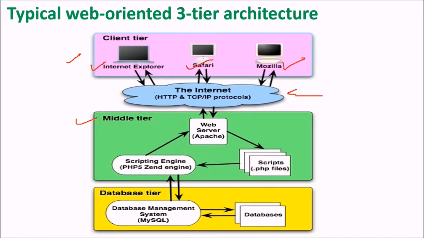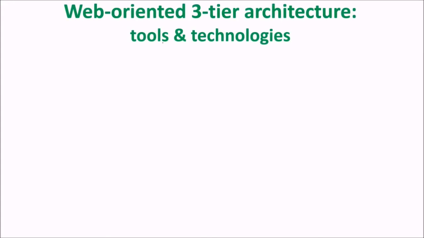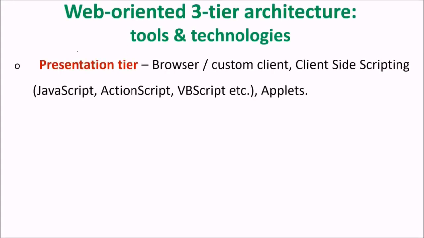In the middle tier, we have the web server. Let us take Apache as an example, and we have a scripting engine. For example, for PHP, we have the Zend engine. We have PHP files, script files. These script files are given to the Zend engine so that the result can be given to the client. And in the database tier, we have a database management system, for example, MySQL, and these are the databases, the actual tables.